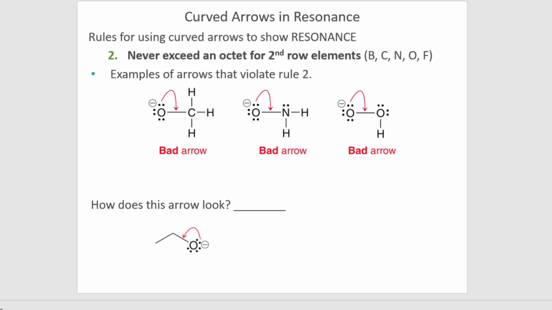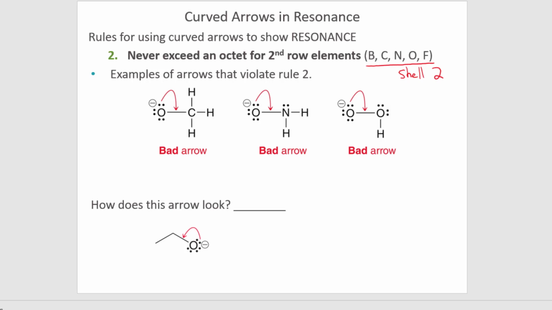Rule 2: never exceed an octet for second row elements. I talked about how boron, carbon, nitrogen, oxygen, fluorine, their outer shell is shell 2. Remember, there are no 2d orbitals. Therefore, they can never, ever exceed their octet.